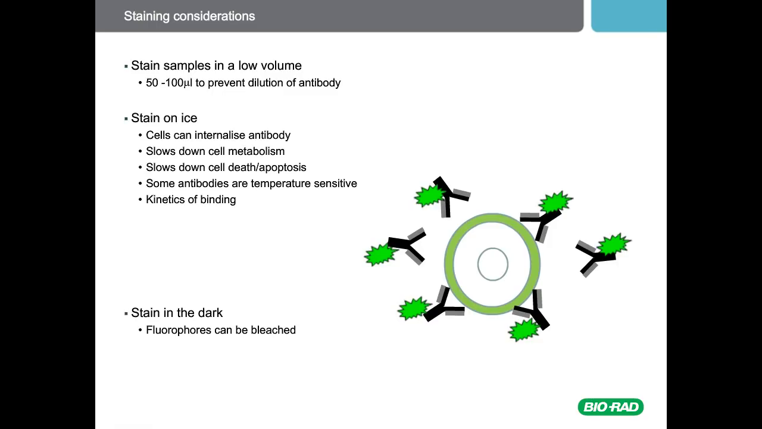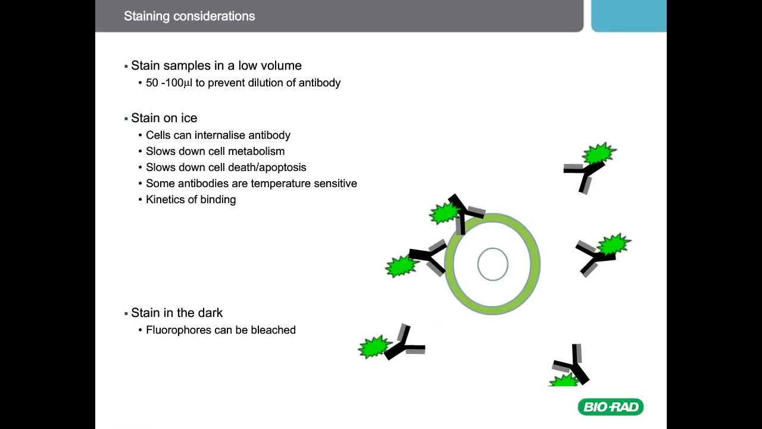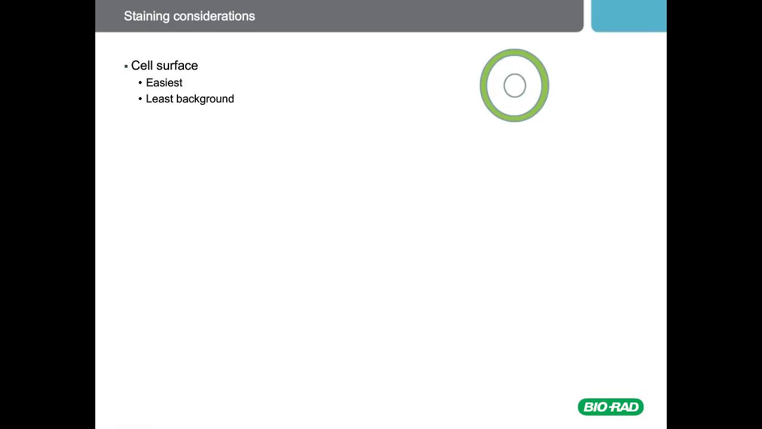One thing to remember is that antibody binding is a dynamic event, and the time required for staining may need to be increased at 4 degrees to promote the on stage rather than the off stage. Finally, I would suggest performing all staining with antibodies that are fluorophores in the dark or out of direct sunlight to avoid photobleaching. In flow cytometry, there are 3 basic types of staining.